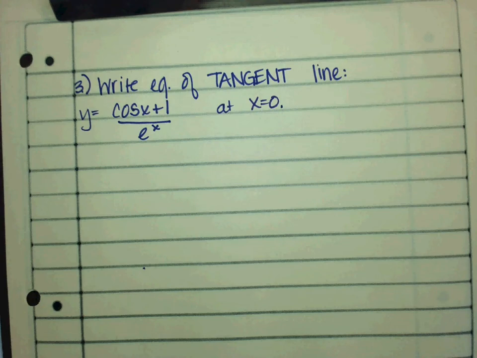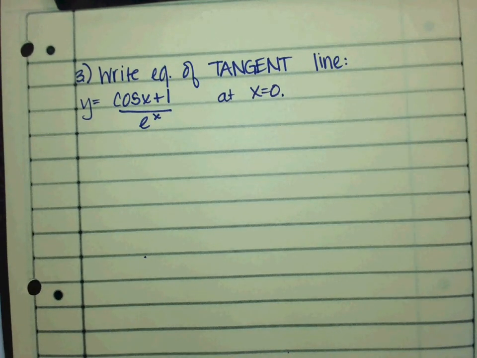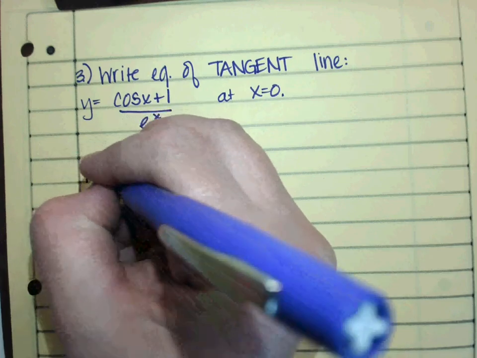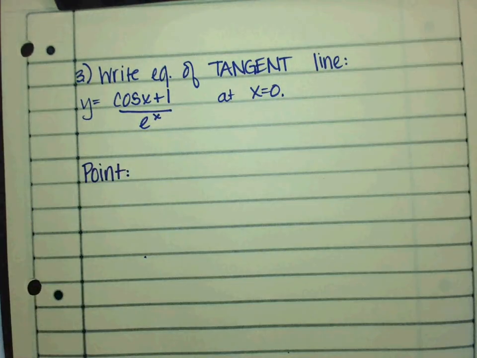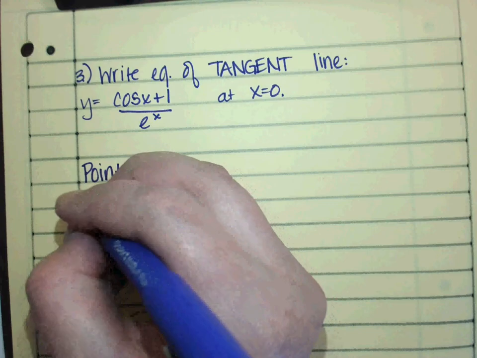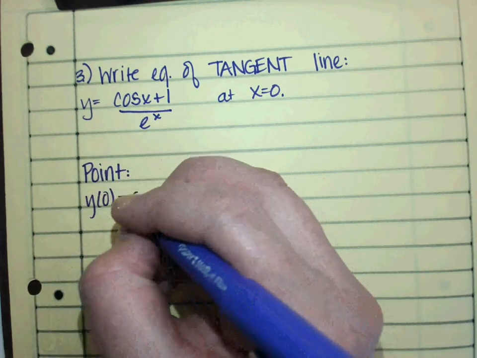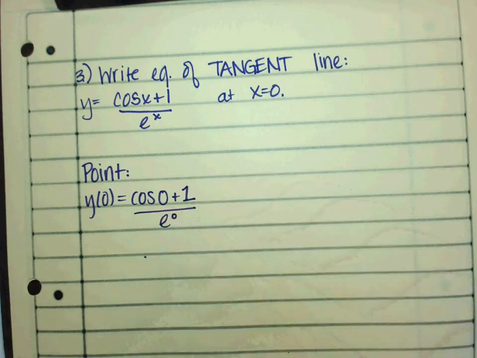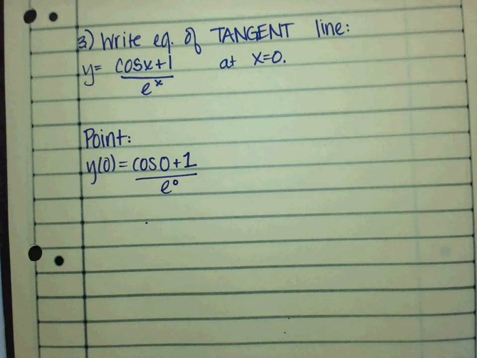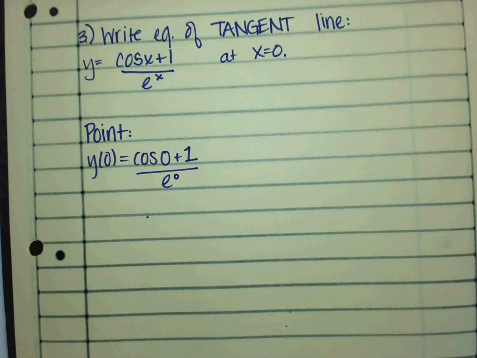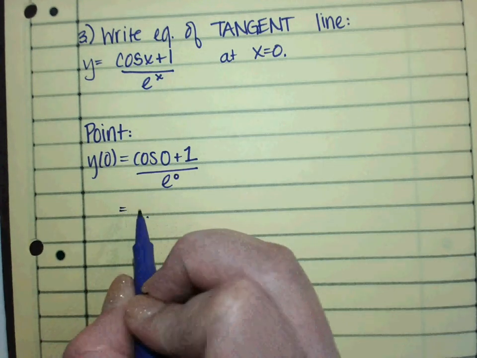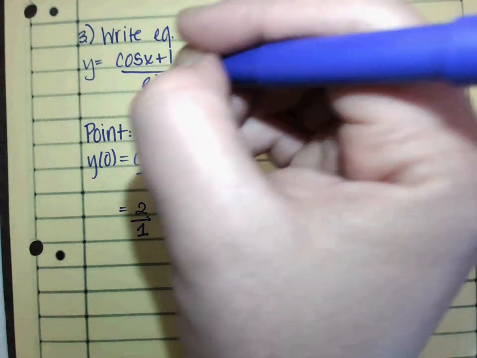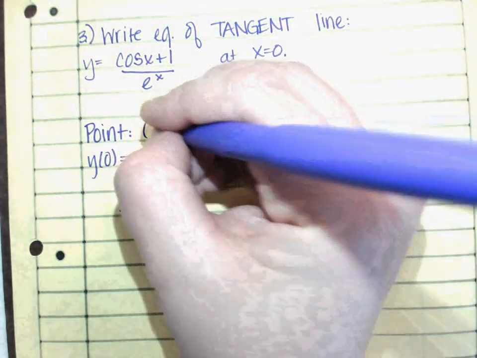Alright, ready? 2 more left. Okay, first we need a point. How do you find a point? Plug it into the original. So I have y of 0 equals cosine 0 plus 1 over e to the 0. What's cosine 0? 1. What's 1 plus 1? 2. E to the 0 is a 1 again. 2 divided by 1 is 2. So my point is (0, 2).